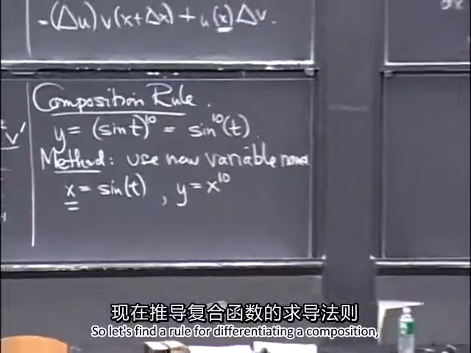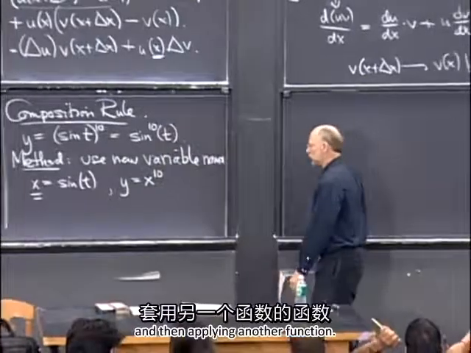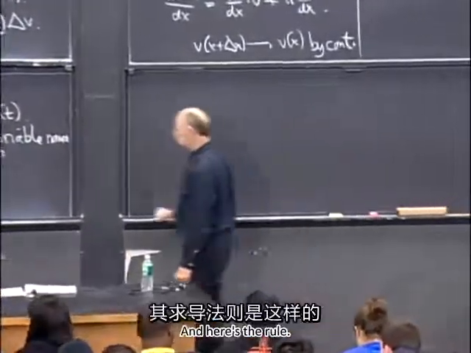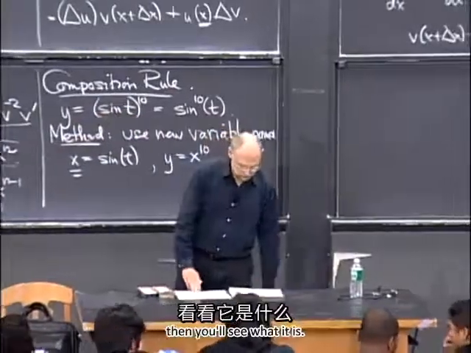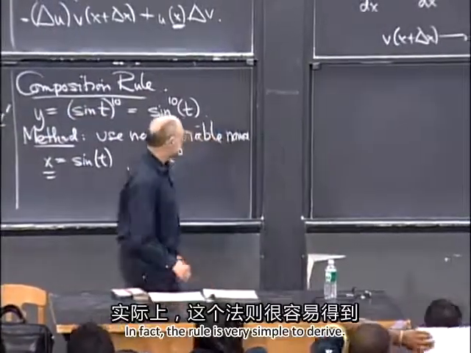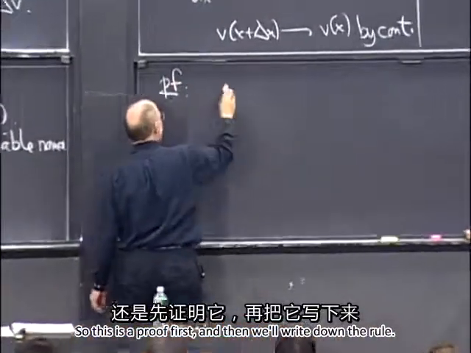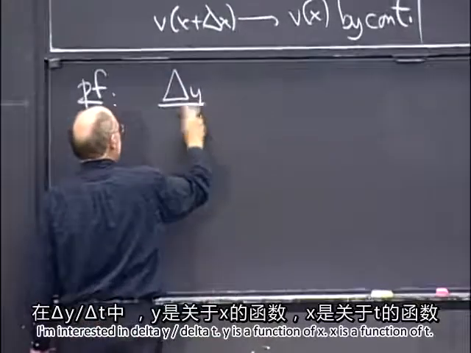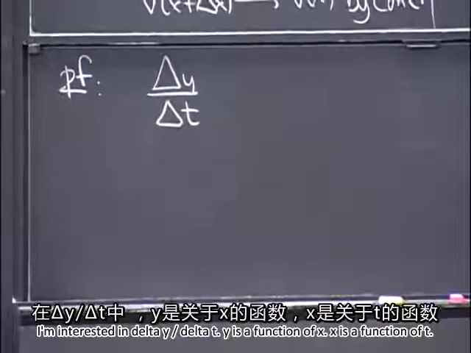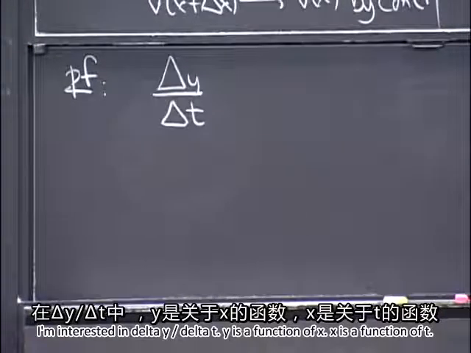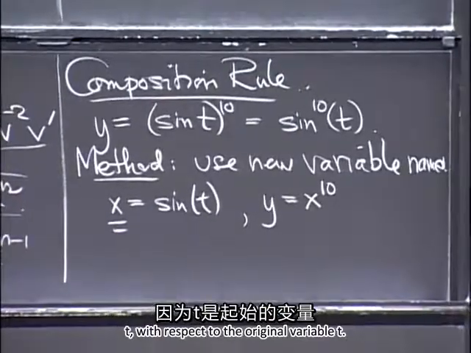So let's find a rule for differentiating a composition, a function that can be expressed by doing one function and then applying another function. And here's the rule. Well, maybe I'll actually derive this rule first, and then you'll see what it is. In fact, the rule is very simple to derive. So this is a proof first, and then we'll write down the rule. I'm interested in delta y over delta t. y is a function of x is a function of t, and I'm interested in how y changes with respect to t, with respect to the original variable t.